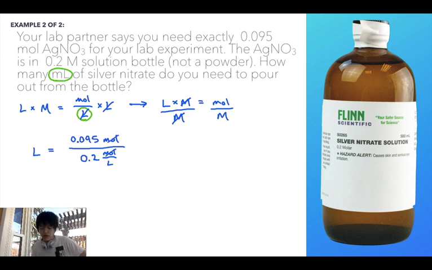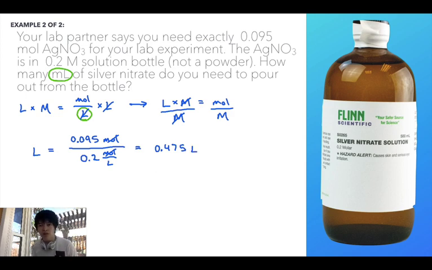And what we're left with is liters on the very, very bottom. And since it's a fraction and it's a denominator on the bottom of another fraction, it's actually going to become just liters by itself. So we know that this equation will solve for liters. We just need to type this in the calculator. So we start with 0.095 and divide it by 0.2. What we should get is 0.475, and the unit is liters.